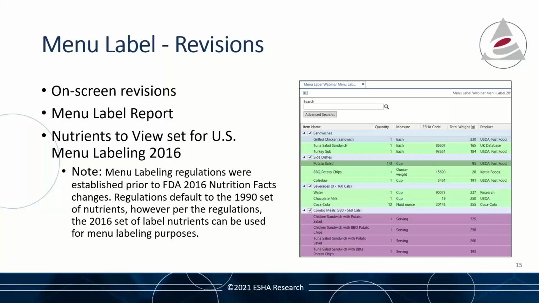But just a note on the nutrients used for the menu label report. By default, the menu label nutrient set displayed is the 1990 Nutrition Facts set. The menu labeling regulations were finalized just prior to the FDA's update of the 2016 Nutrition and Supplement Facts labeling requirements, so the older 1990 nutrient set is referred to in the menu labeling regulations. The FDA, however, directed that you can use either the 1990 or the 2016 nutrient set to fulfill the menu labeling requirements. So that's why we have a couple different displays and options here with the nutrient sets.